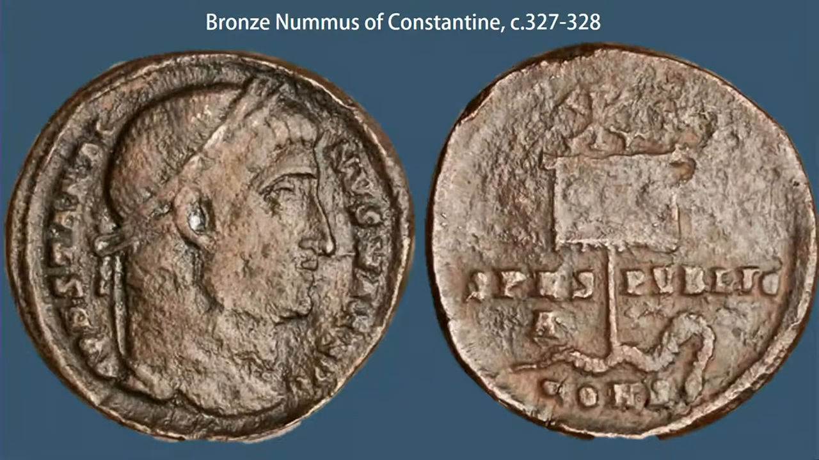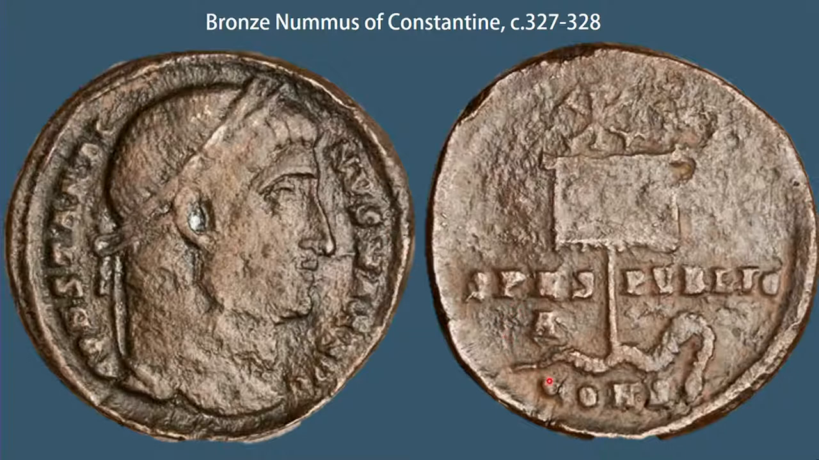A few years later, after he gets Licinius out of the way, he then starts to circulate these types of coins. It's called a numis, which is just of a lower value, like a penny. On one side would be the portrait of the emperor, as we have here, the laurel wreath on his head, an inscription, Constantine the Great Augustus. Augustus was the title granted to the emperors, beginning with Octavian, who then gets the name Augustus, the first emperor of Rome. So that was the tradition.